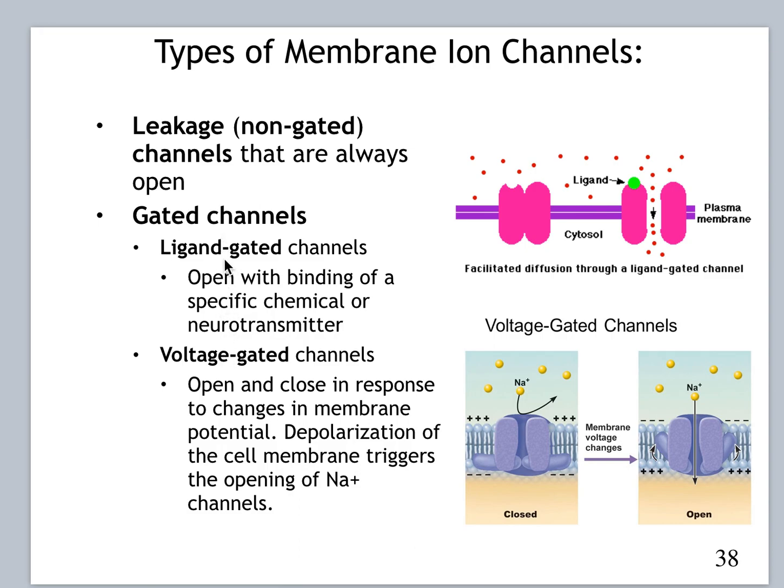A ligand gated means the channel opens when a specific chemical or neurotransmitter binds to the gate. Here's a picture of a ligand. Here's our gate here with a place waiting for a receptor for chemical to bind. When that chemical binds, it causes the gate to open up. Once it opens up, then ions can flow through that gate to go from outside to inside the cell. This is a ligand gated channel.